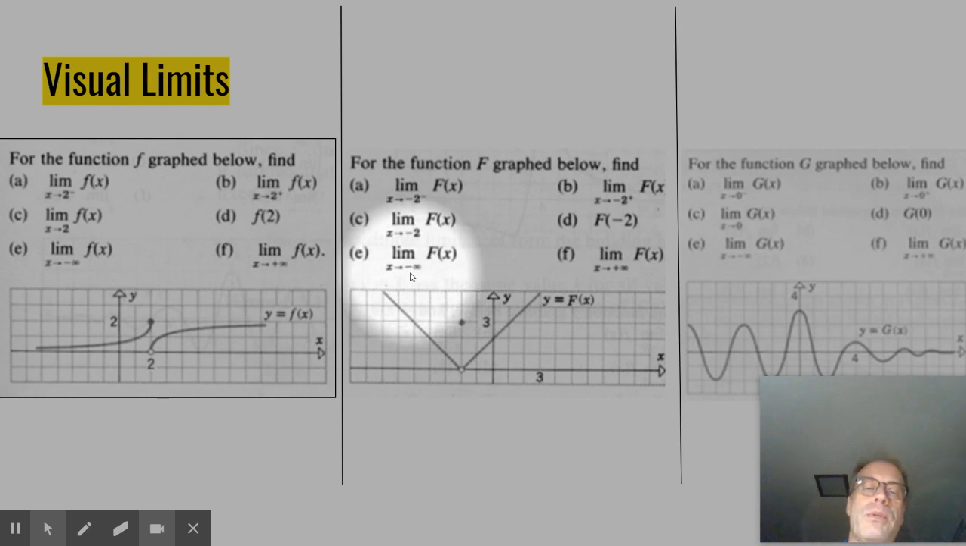What happens as I'm going to negative infinity? What's happening to my y-coordinate? My y-coordinate continues to go up and up and up, so I'm saying it's infinity. And as I go to positive infinity, my graph continues to go up, so my y-coordinate would be infinity there.